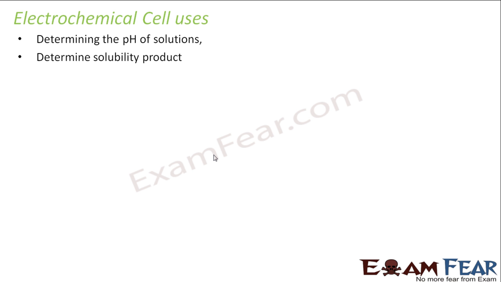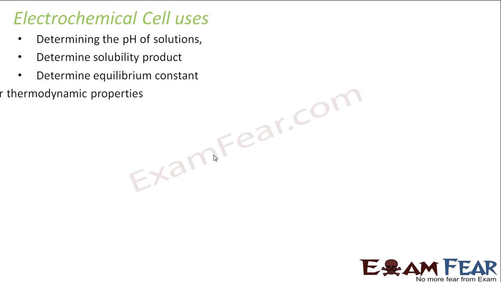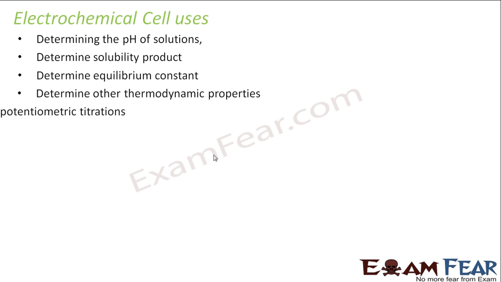Now we'll see what are the uses of the chemical cells. First, it is used to determine the pH of the solution. We'll see using the Nernst equation you can actually find the pH of the solution using EMF. It is also used to find solubility product. We'll see some numericals on this. It is also used to find equilibrium constant. Here also we'll see some numericals on this. It is also used to find other thermodynamic properties and it is also used in potentiometric titration.